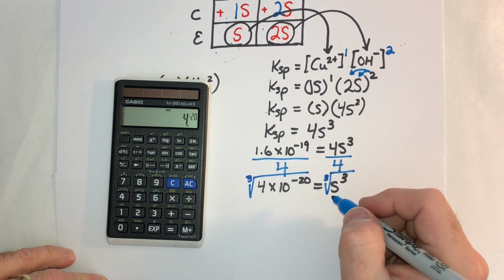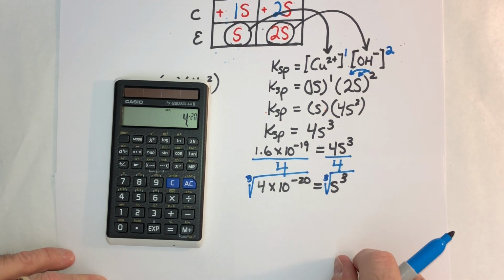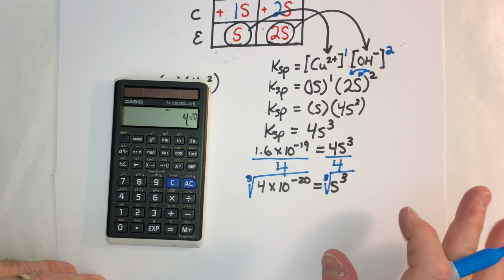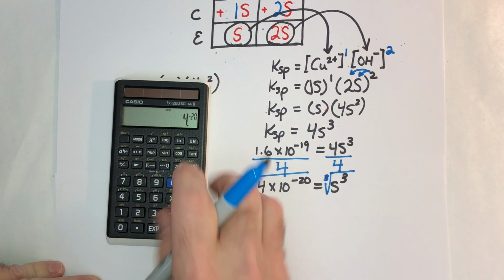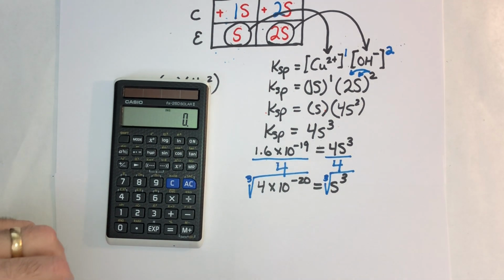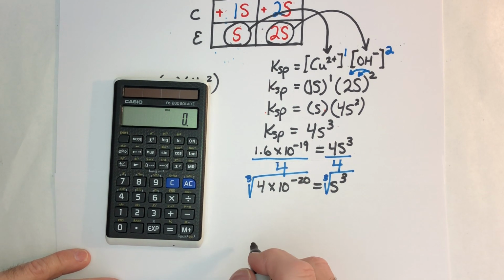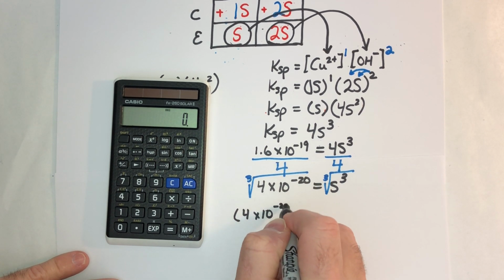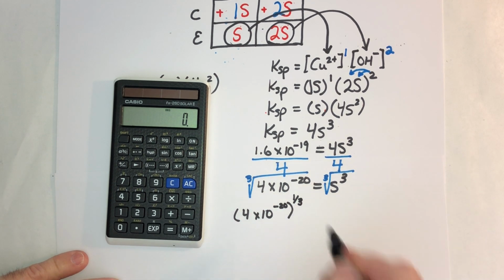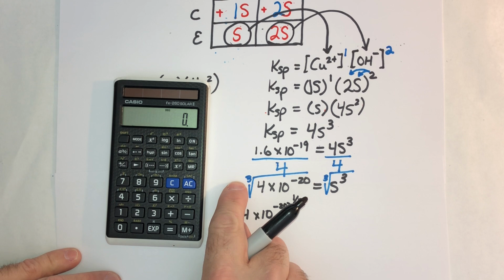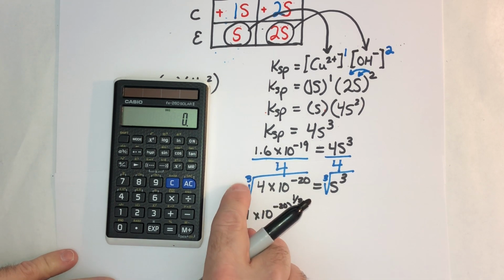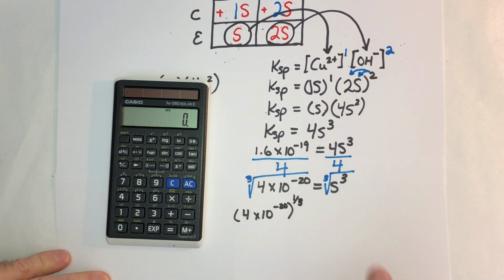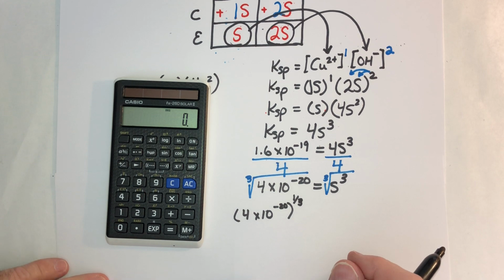Now, your calculator may actually have a button that says cube root, or if you've got a nice fancy calculator, it may have a button that'll allow you to do any root you want. Third root, fourth root, fifth root. My calculator does not. So I have to take an alternate way to do this. If you're taking the cube root of a number, 4 times 10 to the minus 20, that's the same as taking the power of 1/3, right? If you had the fourth root, it would be like the power of a quarter. If you had a fifth root, it would be power of 1/5. Okay, so I have to do this with my calculator because my calculator doesn't have a cube root button.